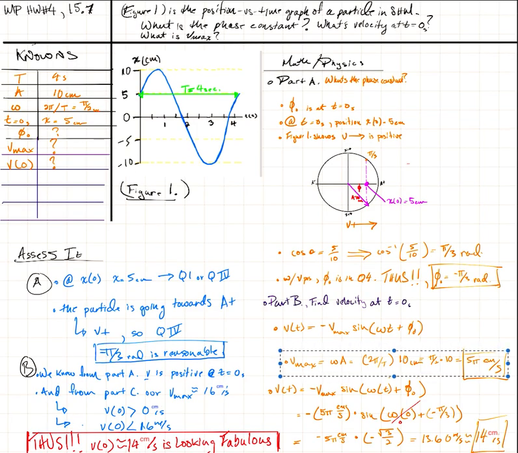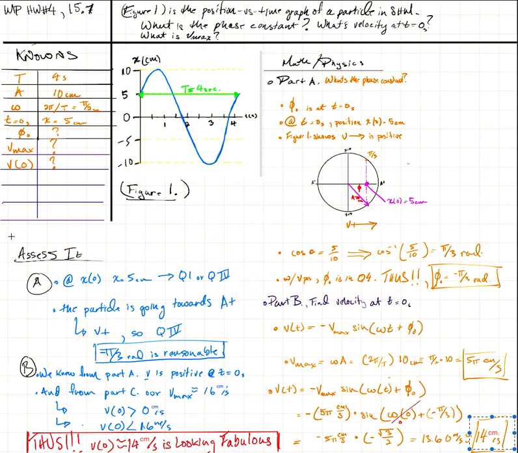Now, when looking back to our equation to find velocity at t equals 0 seconds, we have everything we need. We have V max, we have angular frequency, we have our time is going to be 0, and we have our phase constant, which was part A. Plug it all in, and it equals approximately 14 meters per second. Centimeters per second, sorry.